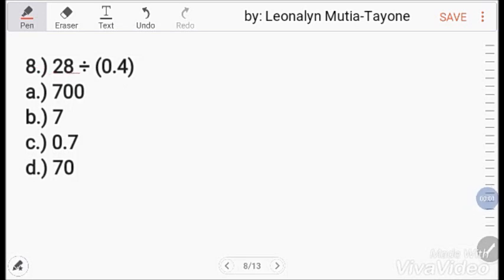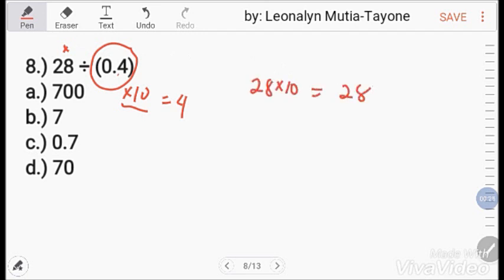Number 8, 28 divided by 0.4. Ito yung divisor natin na gawin nating whole number. Kung gawin nating whole number si divisor, mag-multiply tayo ng 10 dyan kasi nasa tenths man siya. So, 0.4 times 10, that will be 4. Kung nag-multiply ka ng 10 dyan, mag-multiply ka rin ng 10 kay 28. So, 28 times 10, that is 280. Si 0.4 times 10, that is 4.